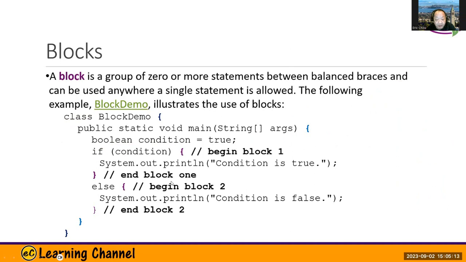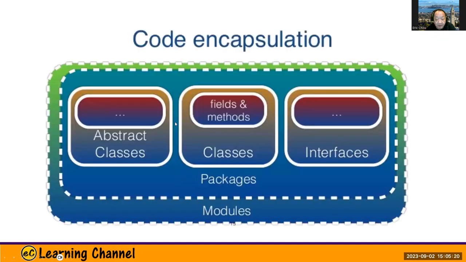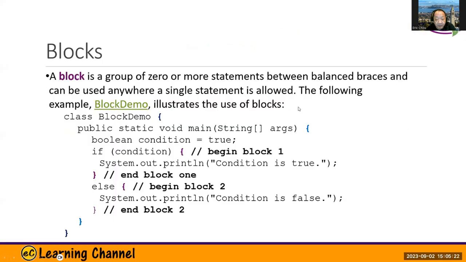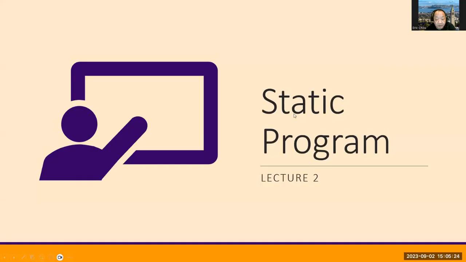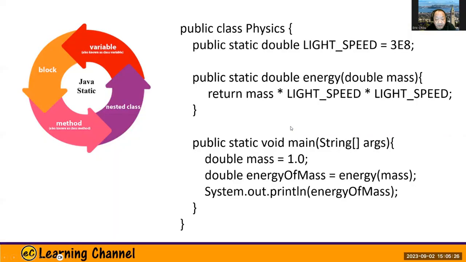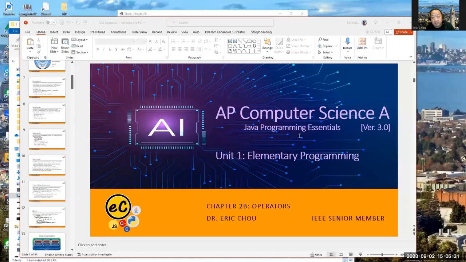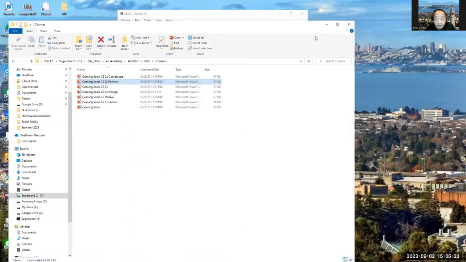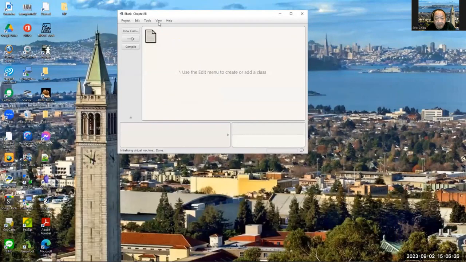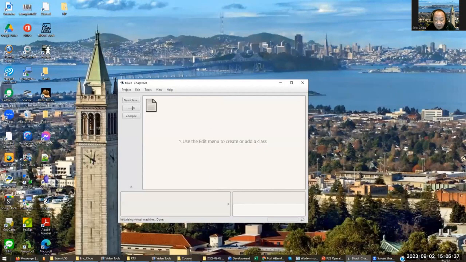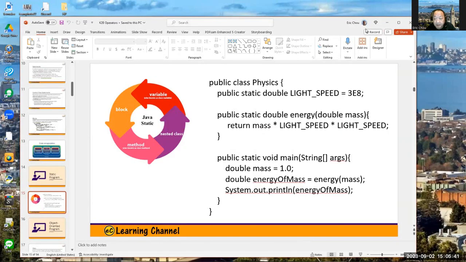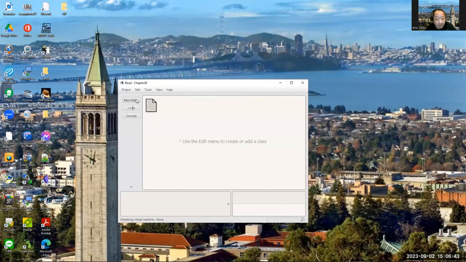A block starts with a curly brace and ends with a curly brace. A single statement doesn't need the curly braces. Okay, I'm not going to spend too much time on this. These are the basic program structures. Next is static programs versus object-oriented programs. I'm going to use an example to tell you what they are. So let's use the example that we have over here. Class Physics.